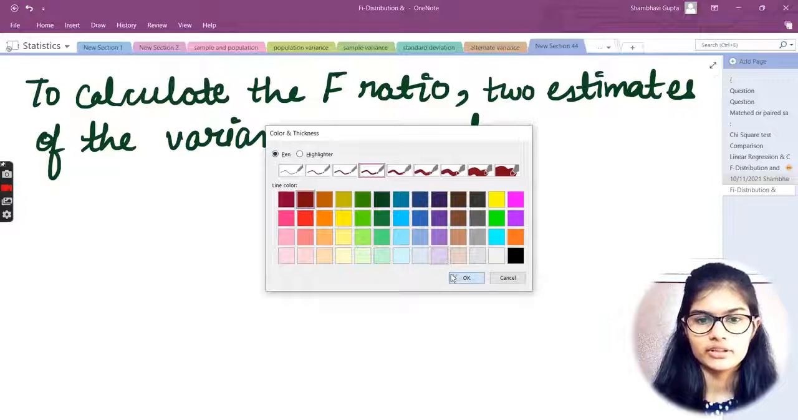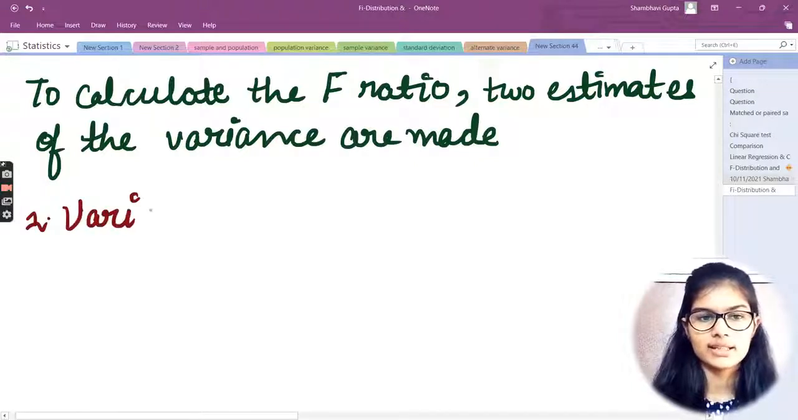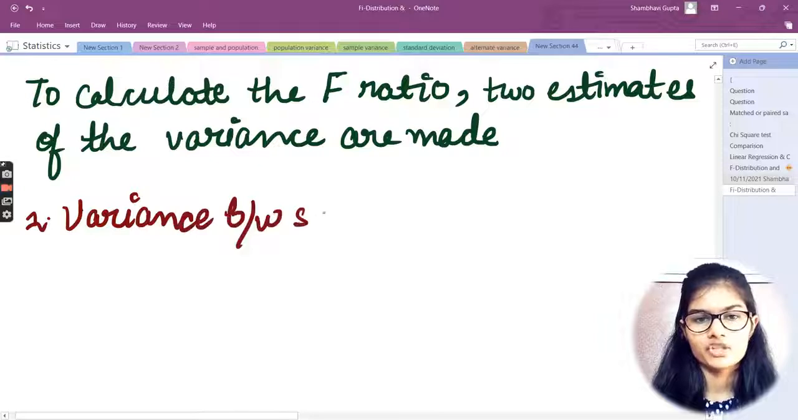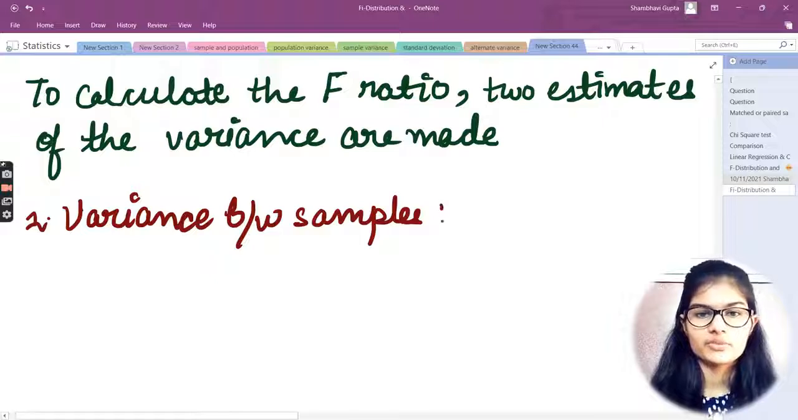Number one is the variance between samples. Okay, the very first one which we have out here. Now we'll be discussing some things about the variance between the samples.